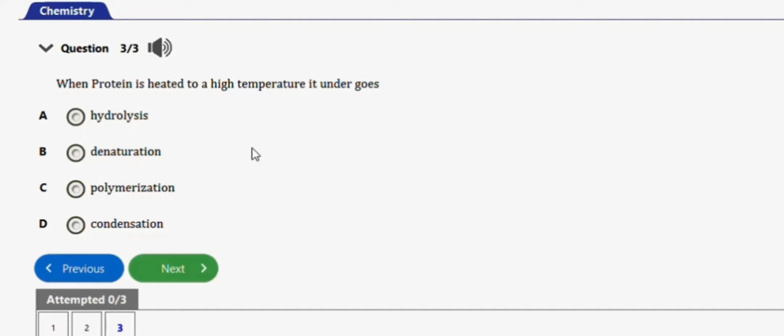When protein is heated to a high temperature, it undergoes denaturation. So guys, this basically can deal with problems involving proteins for your chemistry. We practiced with 2 repeated questions for this topic. Hope you learned something interesting from the video.